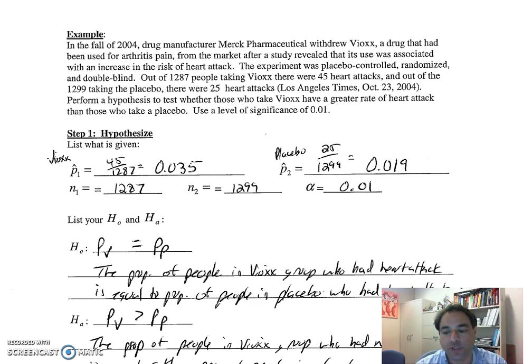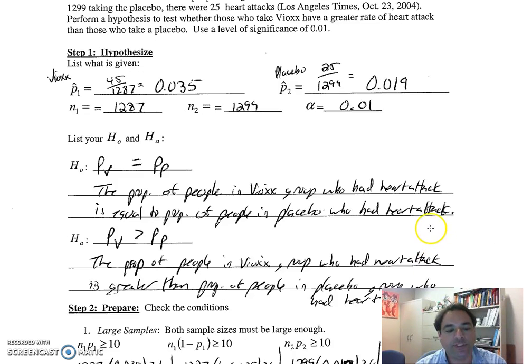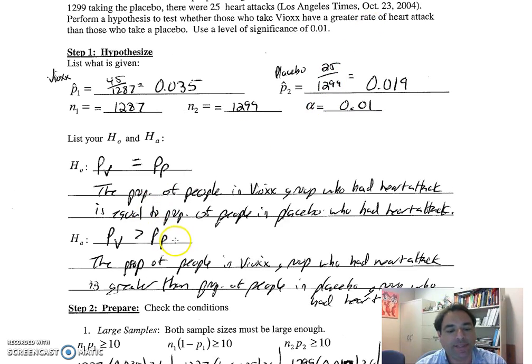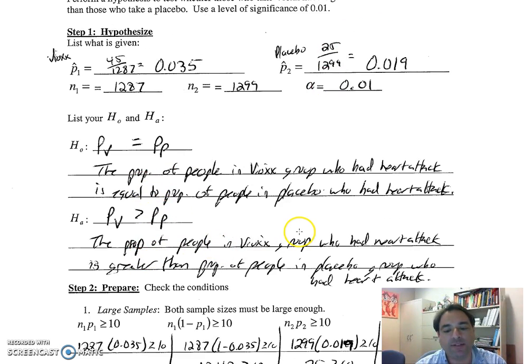So our H0 sets the two groups equal to each other. The proportion of people in the Vioxx group who had heart attacks is equal to the proportion of people in the placebo group who had heart attacks. PV equals PP. And then Ha: PV is greater than PP. The proportion of people in the Vioxx group who had heart attacks is greater than the proportion of people in the placebo group who had heart attacks.